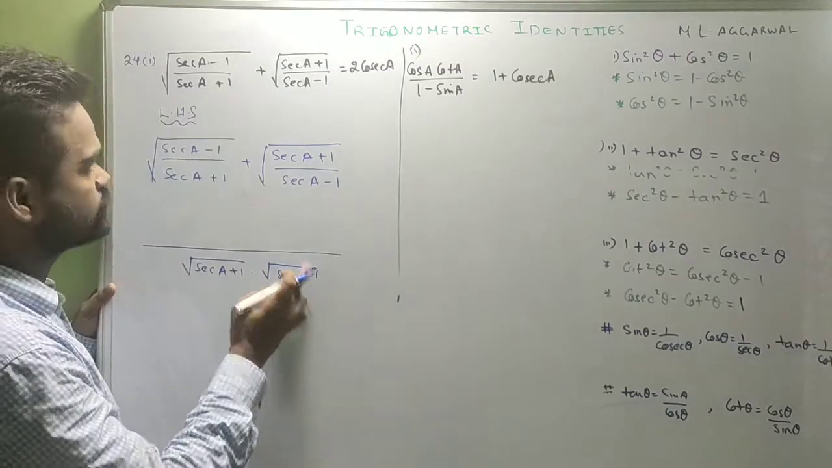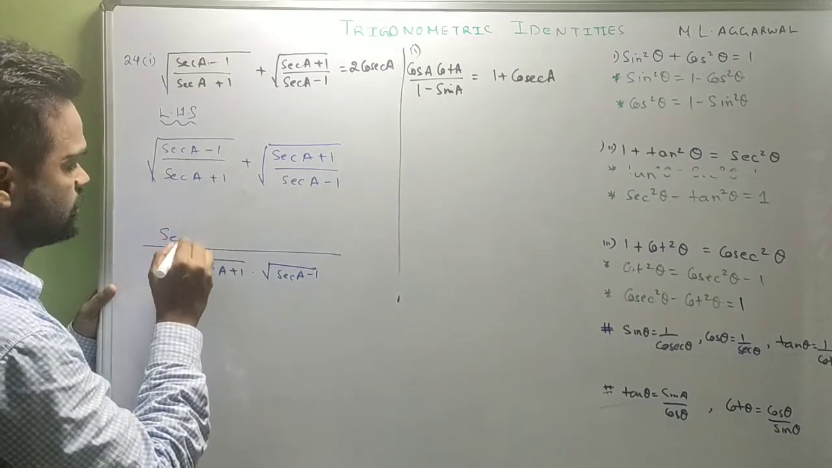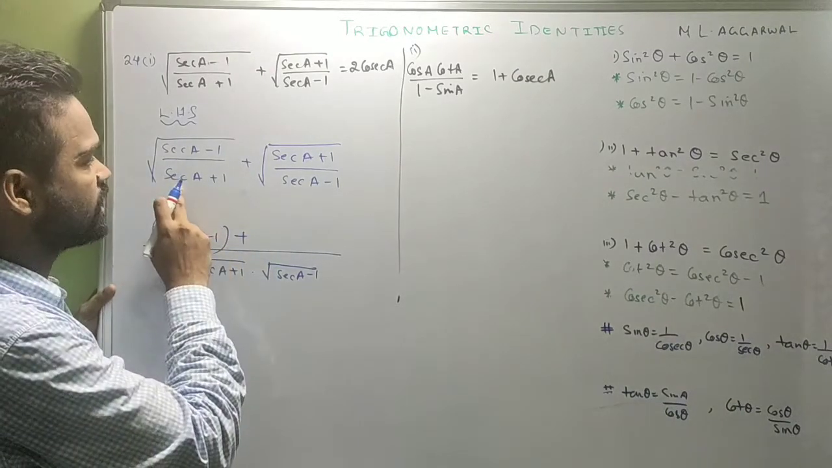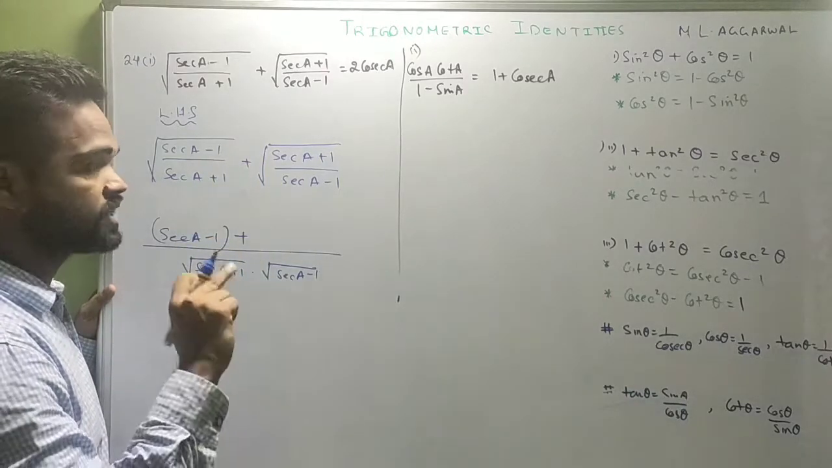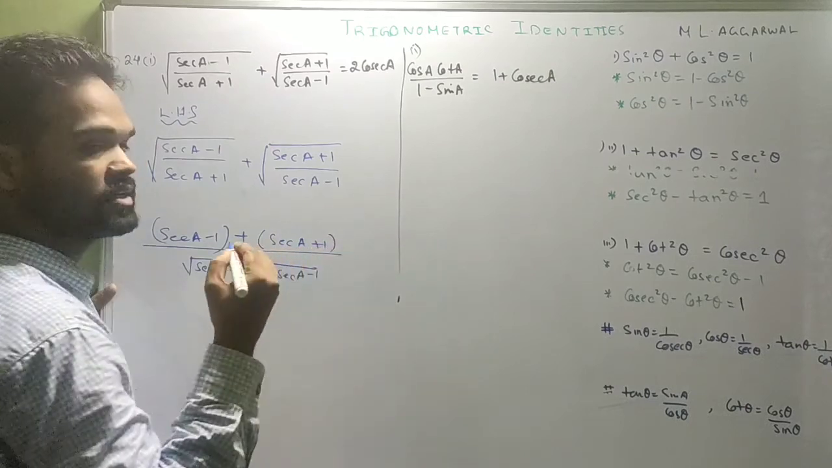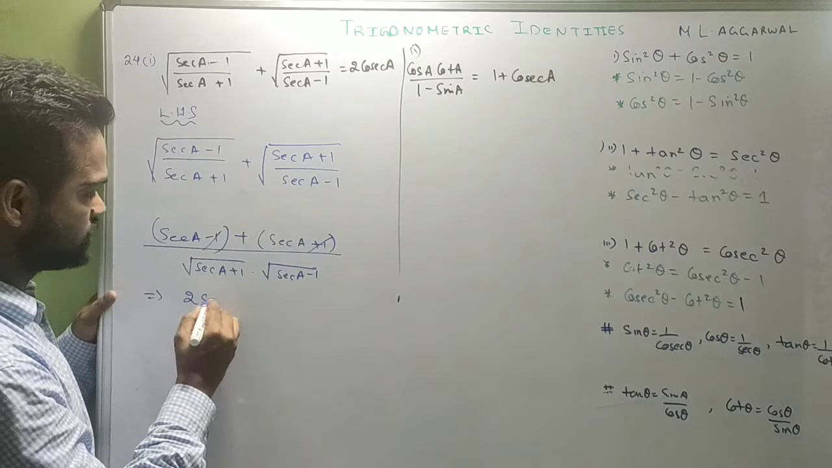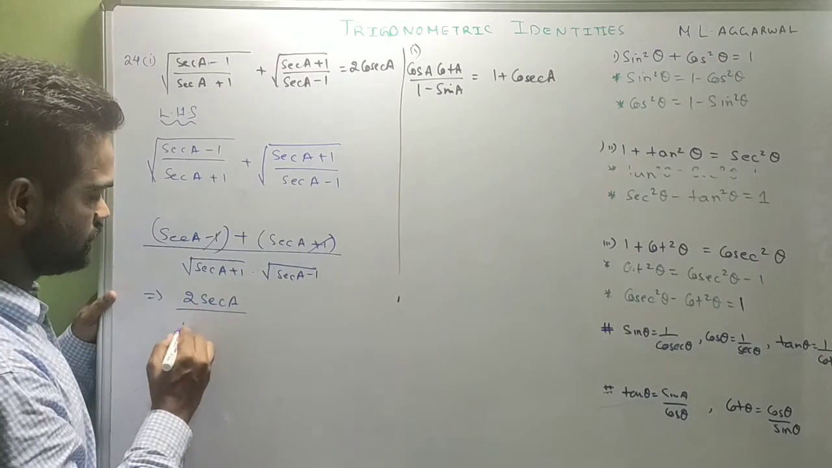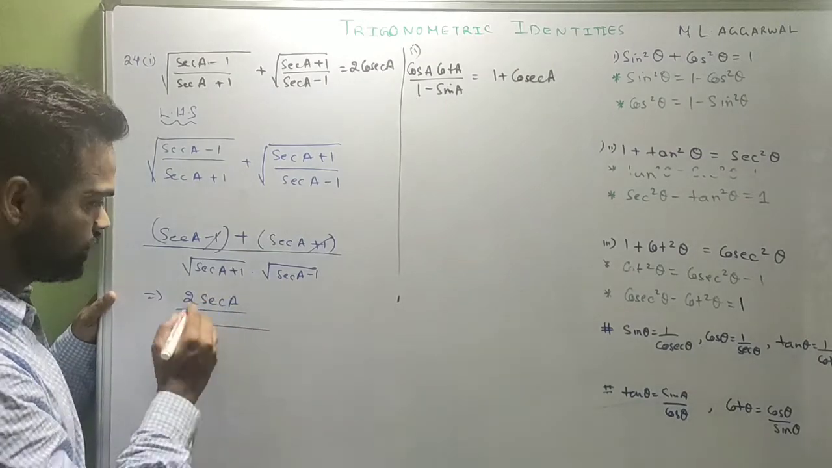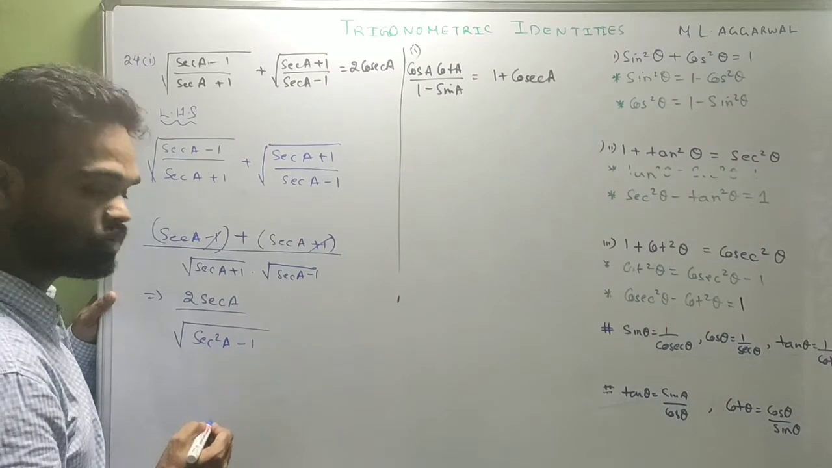The root of sec A minus 1 multiplied by root of sec A minus 1 becomes sec A minus 1. Isn't it? Similarly, root of sec A plus 1 multiplied by root of sec A plus 1 becomes sec A plus 1. Isn't it? Minus 1 plus 1 cancels out. So this becomes twice of sec A. And the denominator you see, sec A plus 1, sec A minus 1 under root. So this becomes a plus b, a minus b, that's a square minus b square.